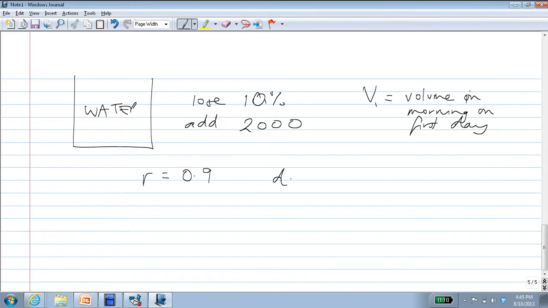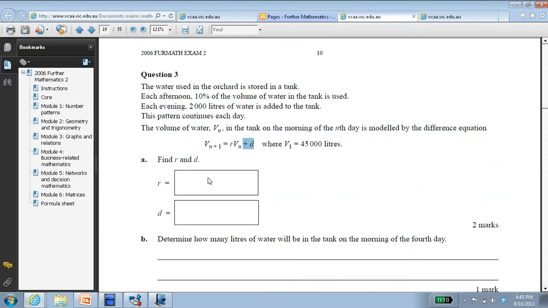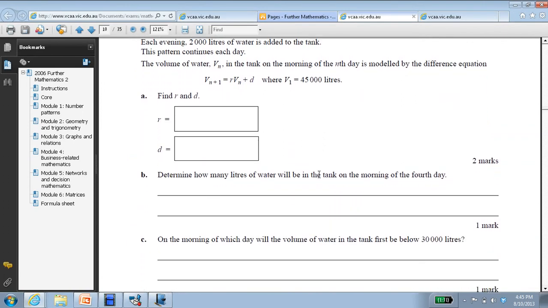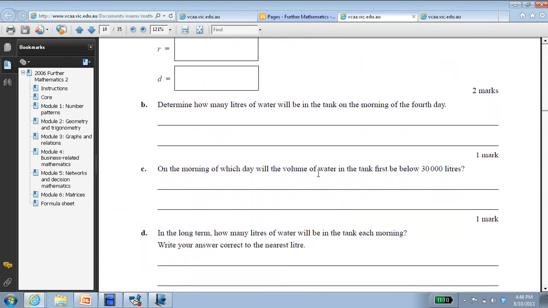So D will be 2,000 litres. So you would write that in these boxes here. Okay, now from here on in, we need to know how to use our calculator to do these difference equations. Because the thing with the difference equation is, because each term depends on the term directly before it, we can't just jump to the 10th term or the 20th or the 40th.